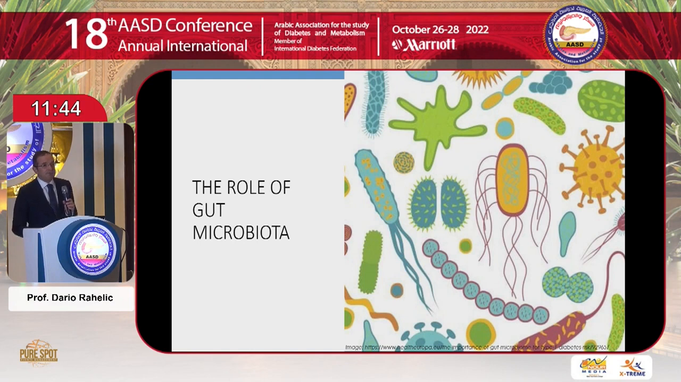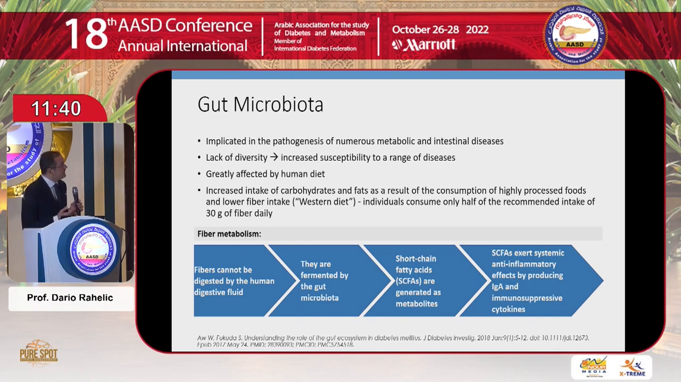Another part which I would like to cover briefly in my presentation is the role of gut microbiota. It's very popular to speak about gut microbiota. When we talk about it, we are talking not just about diabetes, not just obesity, but also cardiovascular disease, NAFLD or MAFLD, however we call it, and many other diseases, including cancer. From that perspective, a lack of gut diversity will increase susceptibility to a range of diseases, especially metabolic diseases.